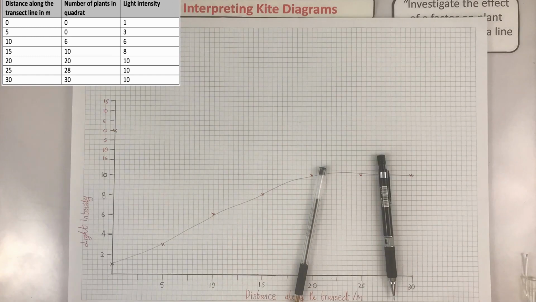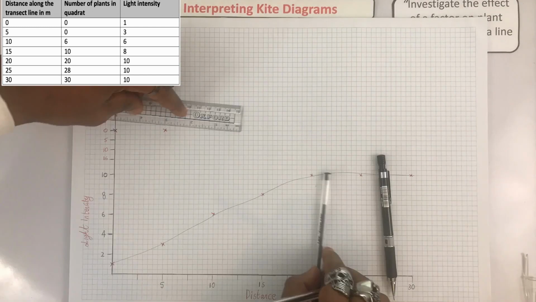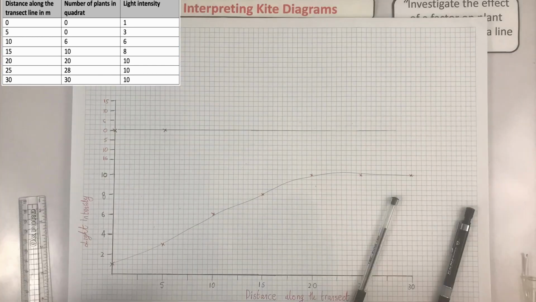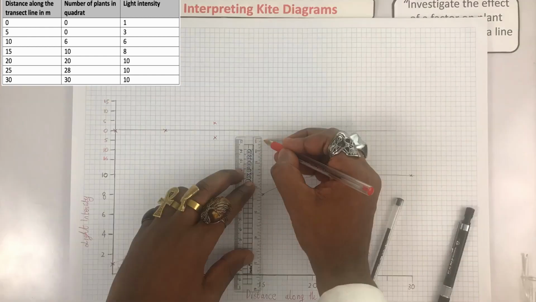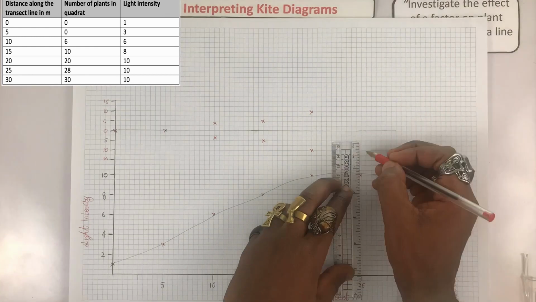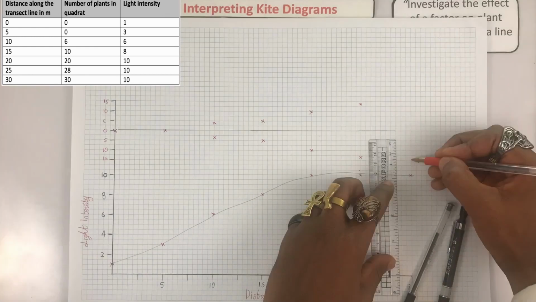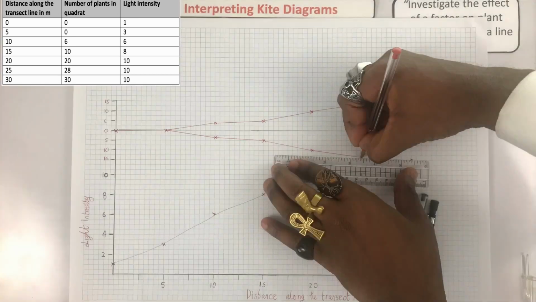At the 0 distance, the number of plants was 0. It's the same when my distance was 5 meters. But now look at when it's 10 meters, I have a number of plants as 6. So I have 3 above and 3 below my guideline. At 15, it's 5 above and 5 below because the total was 10. I carry this on until the end. When I finish doing that, I join up all my points on either side of my guideline.